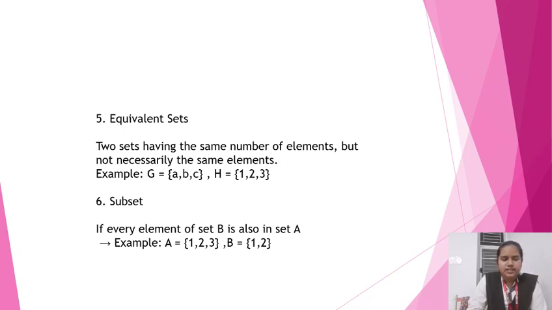Sixth one, subset. If every element of set B is also in set A, that is called a subset. For example, A = {1, 2, 3} and B = {1, 2}. The elements in set B are also present in set A, that is 1, 2. So set B is also in set A. So B is a subset of A. So it is called a subset. It is about subset.